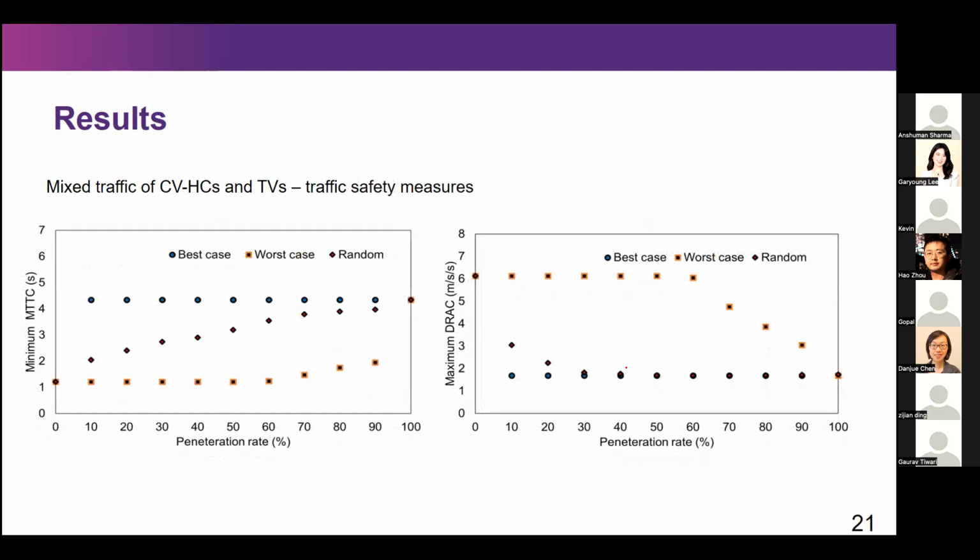Now moving on to the traffic safety measure, and we see similar results for traffic safety as well. If you focus on the minimum TTC, in the best case scenario, you can see minimum TTC is high, which means that it is safer. However, in the worst case scenario, again you see a similar pattern, that after a certain penetration rate the benefits increase. In the random case, you can see that the benefits are increasing until 100%. Obviously, it will match the best case scenario. Similarly, for minimum DRAC, we have a similar pattern and similar results.